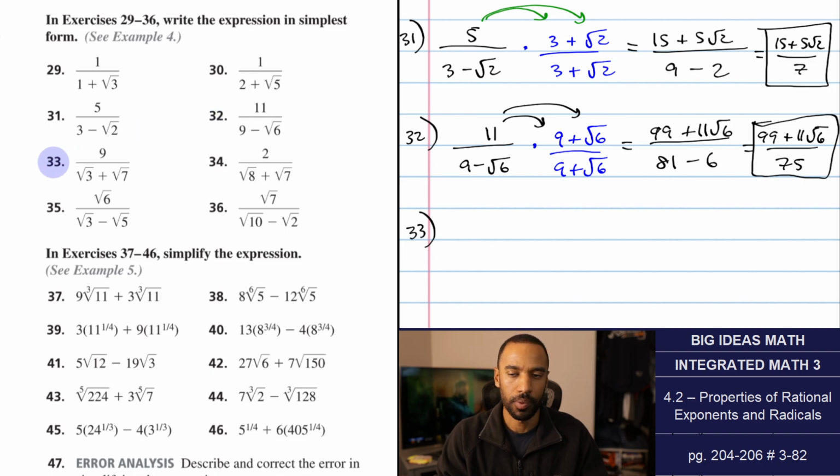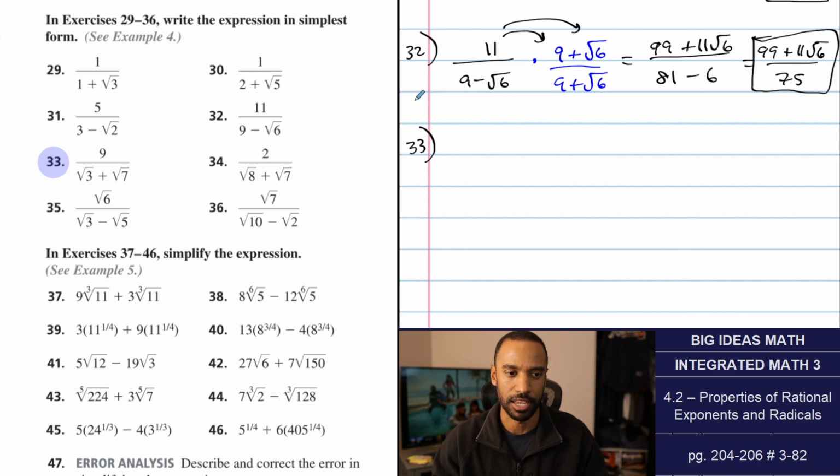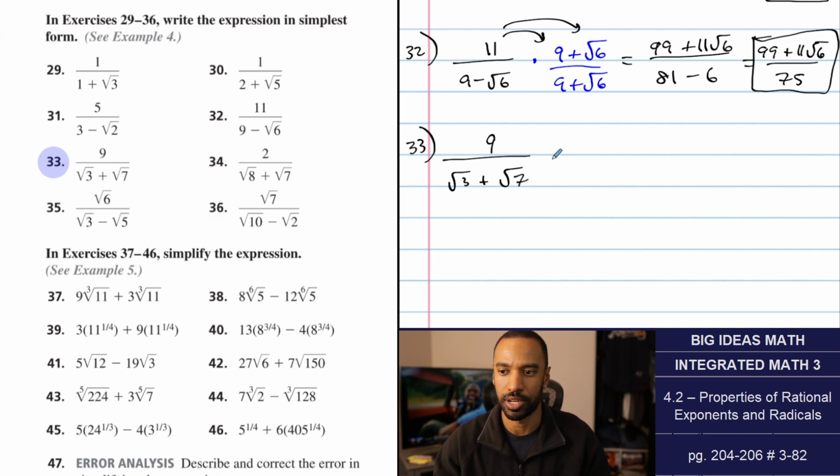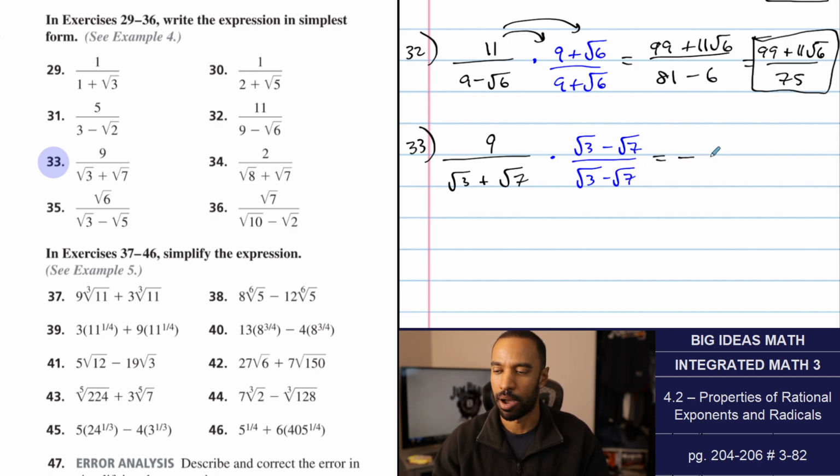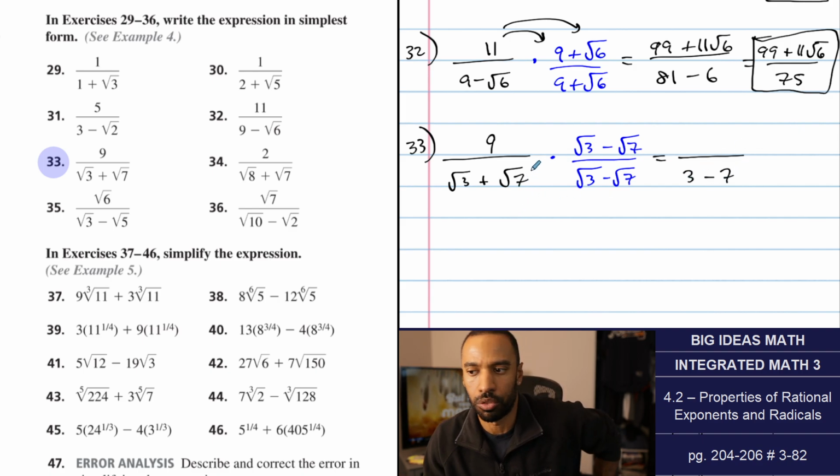Now, number 33, now they turn into both radicals, but I think just as fast we can work these out. 9 over root 3 plus root 7, it doesn't change as far as conjugation. It's still a squared minus b squared when you end up multiplying by its conjugate. So we want to multiply by root 3 minus root 7 on top and bottom. This will, once again, on bottom still turn into a squared minus b squared. It might be even easier for you. It just turns into 3 minus 7.